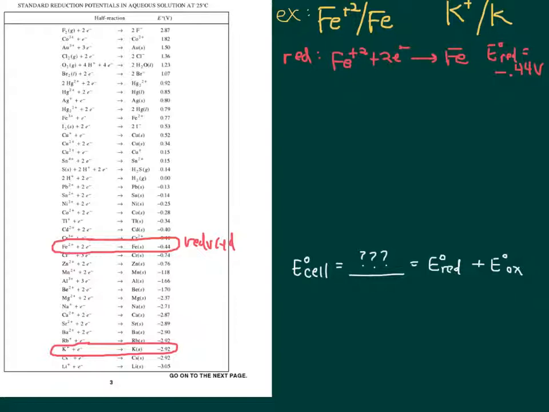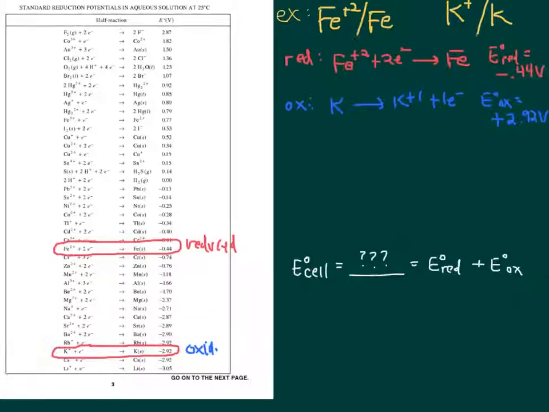And my other substance, my potassium, is going to get oxidized. So we need to write the oxidation reaction for what happens to potassium. Potassium is going to go from being solid potassium to potassium ion and 1 electron. And the oxidation potential, of course, is just the reverse of its reduction potential, so positive 2.92 volts.